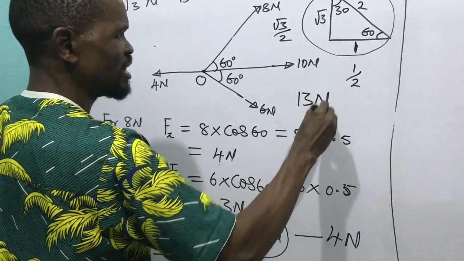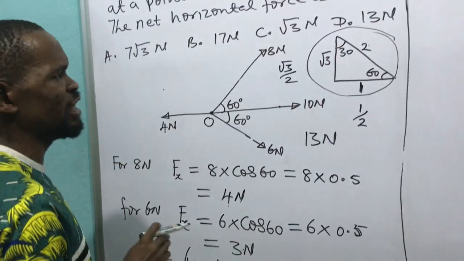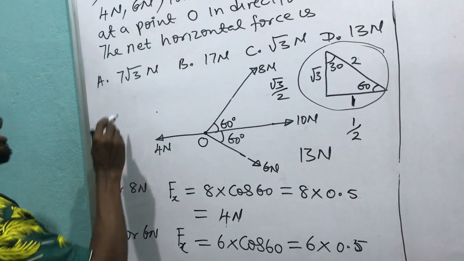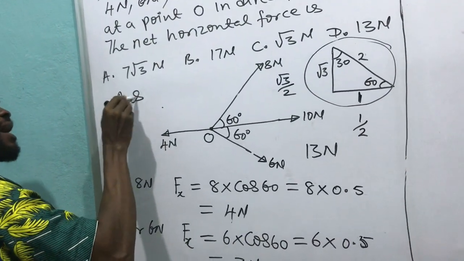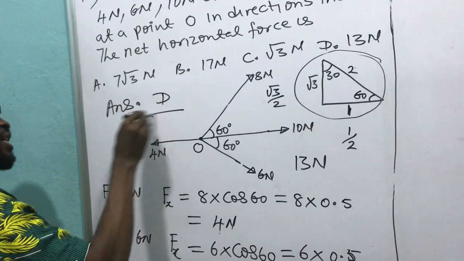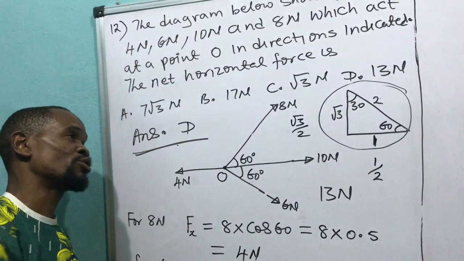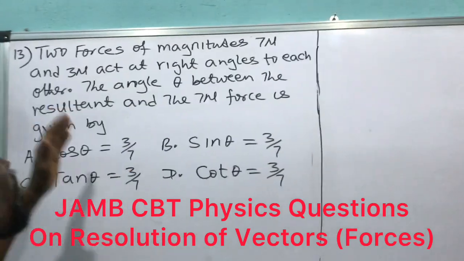My answer is 13 newtons. And I go to the options to see where I will see them, and I see that option D is 13 newtons. I will say that my answer is option D. Option D.